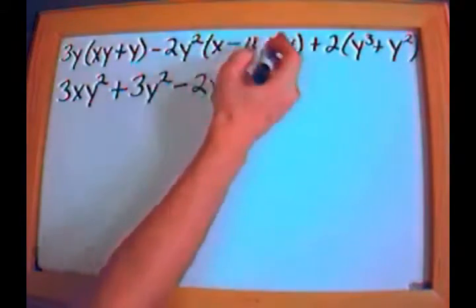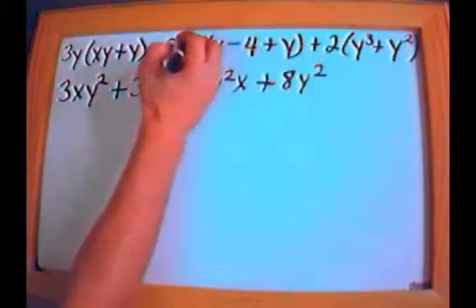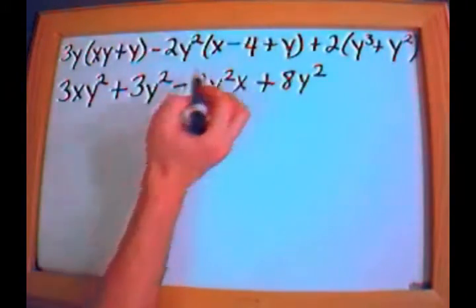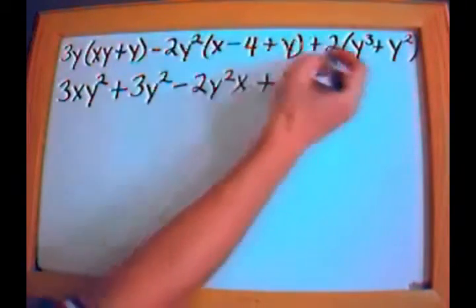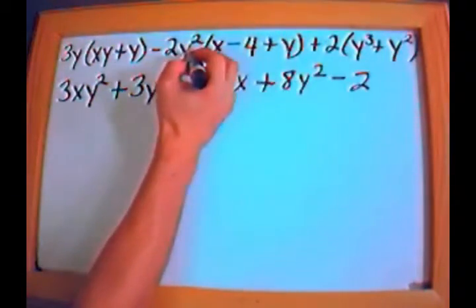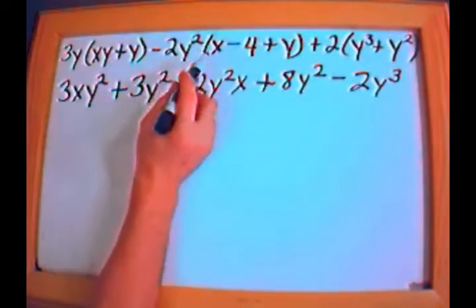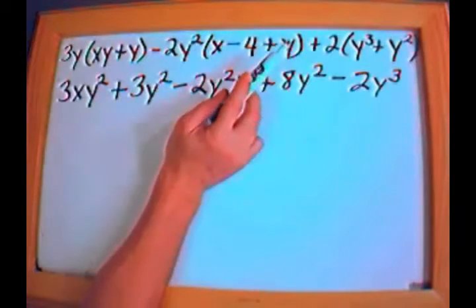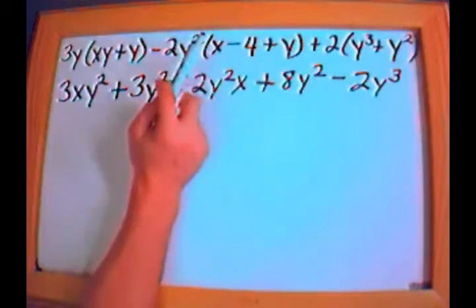gives me a positive 2 times 4 is 8y squared. I just carry over what was out in front. And then finally distributing this into the last part, negative times positive is negative 2, and then y squared times y gives me y to the third, because y squared is y times y, and then times y is basically going to give you 3 y's multiplied together, which is y cubed.